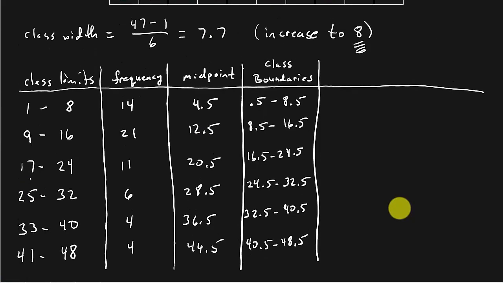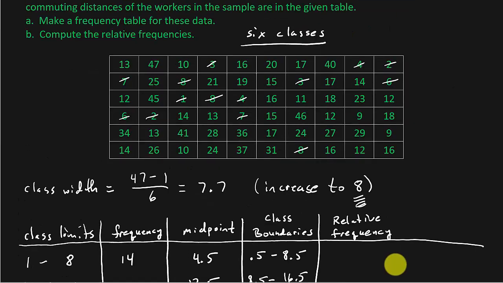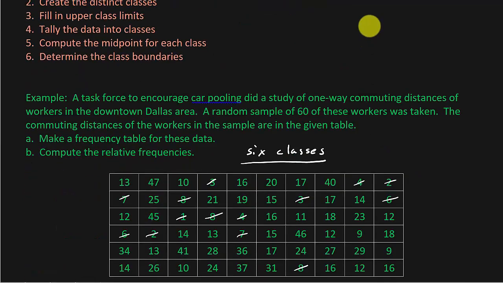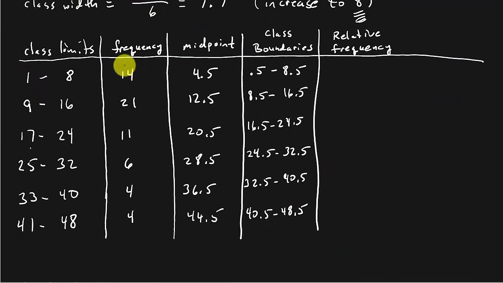All right, so now we want to do the relative frequency. Okay, so how do we find the relative frequency? Well, what does it say to do? It says F over N. So that's the frequency of that particular class divided by the total, the sum of all the frequencies. The frequency of this class is 14. So that's going to be 14 over the sum of these frequencies.